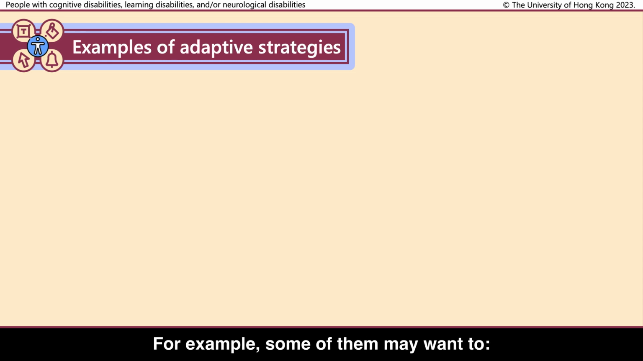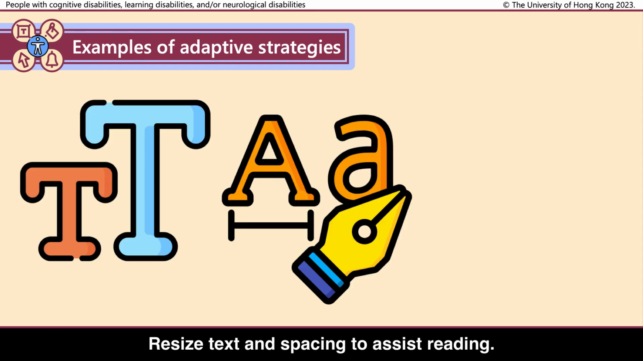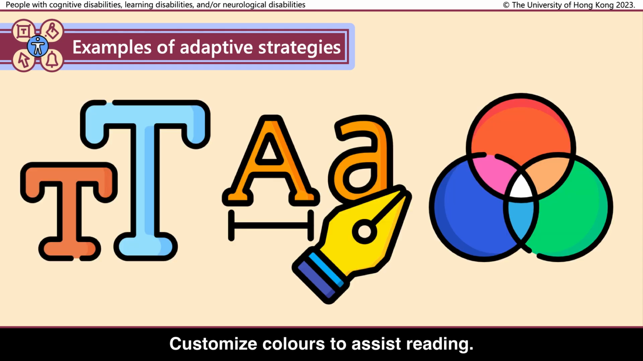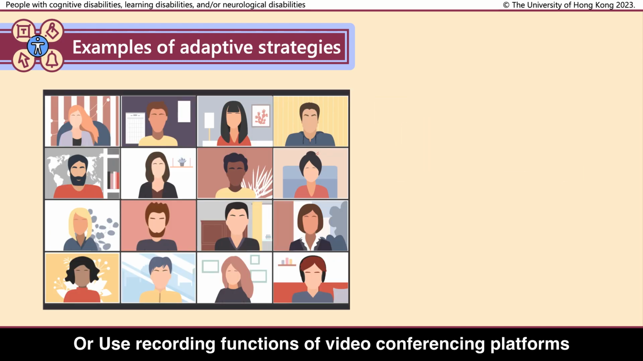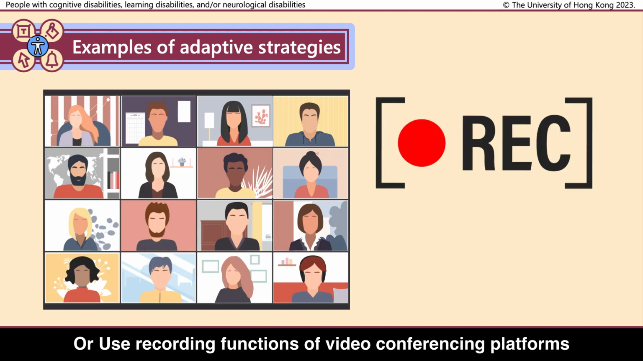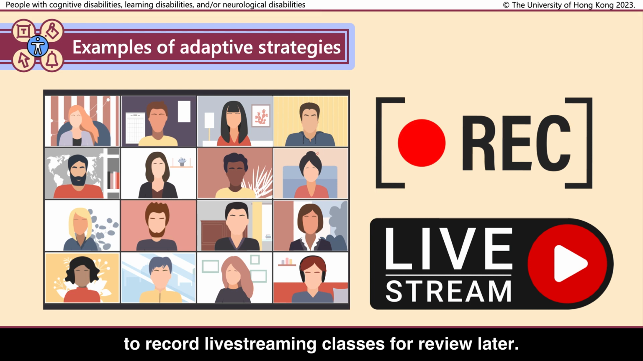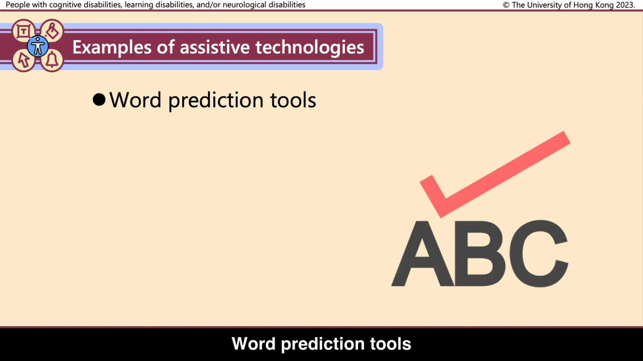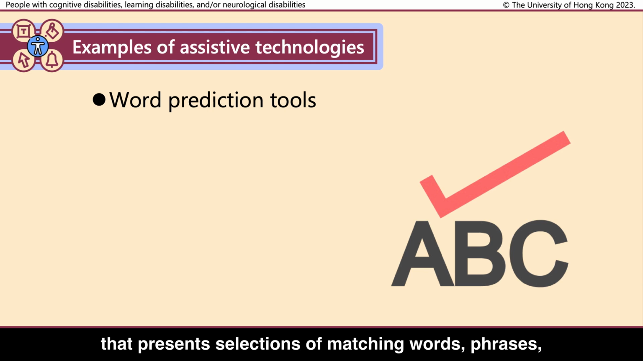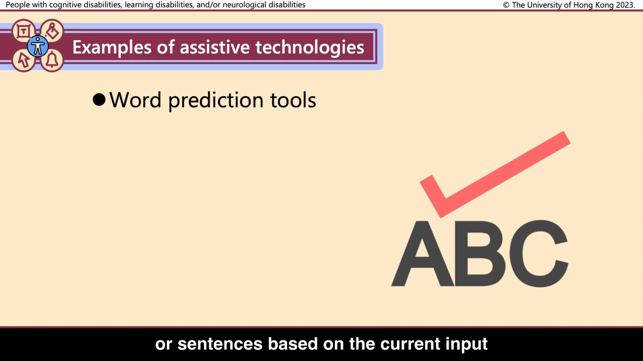For example, some of them may want to resize text and spacing to assist reading, customize colors to assist reading, use captions for audios or videos, or use recording functions of video conferencing platforms to record live streaming classes for review later. Examples of assistive technologies related to virtual teaching and learning are as follows. Word prediction tools, which is in general a software that presents selections of matching words, phrases, or sentences based on the current input and sometimes the context to save typing.